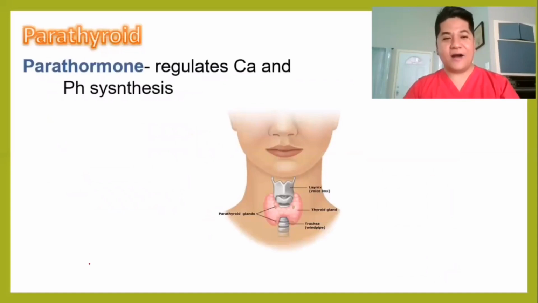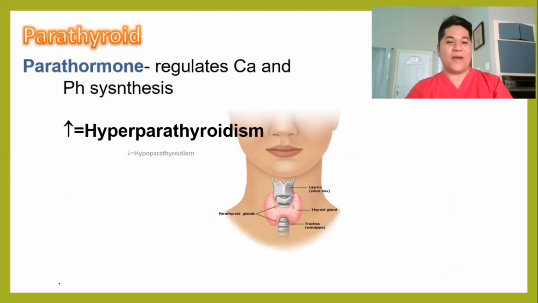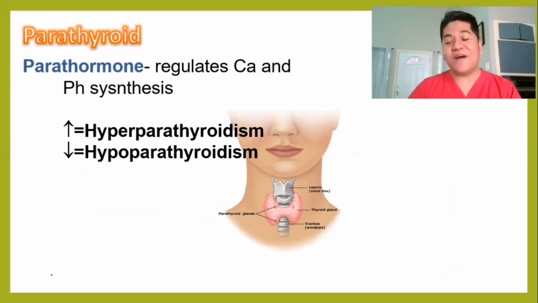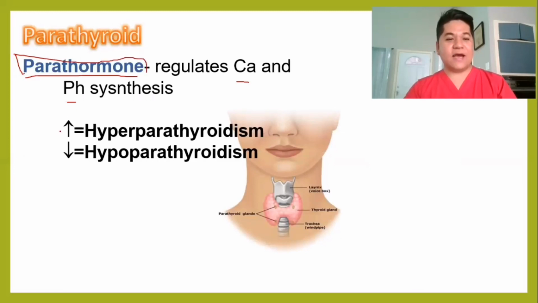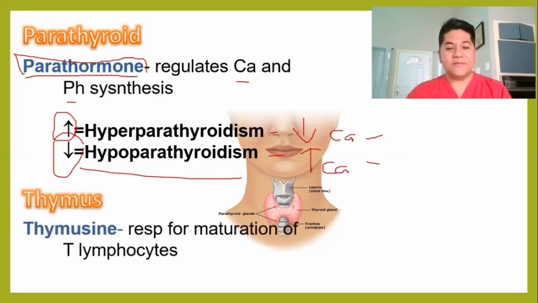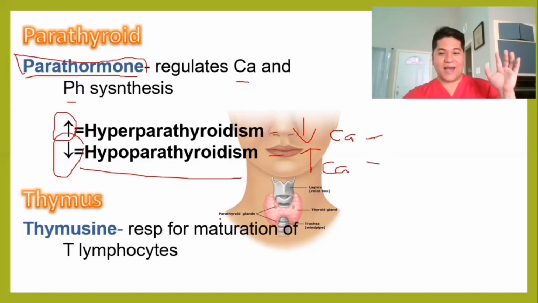Now talking about the parathyroid, it secretes parathormone, okay? The function of your parathormone is to regulate the calcium and your phosphorus. Now, if the parathormone level is increased, you would have hyperparathyroidism, and if it is decreased, then hypoparathyroidism will occur.